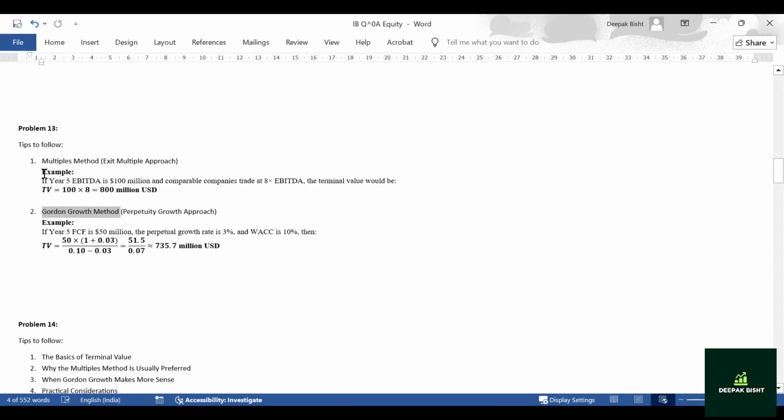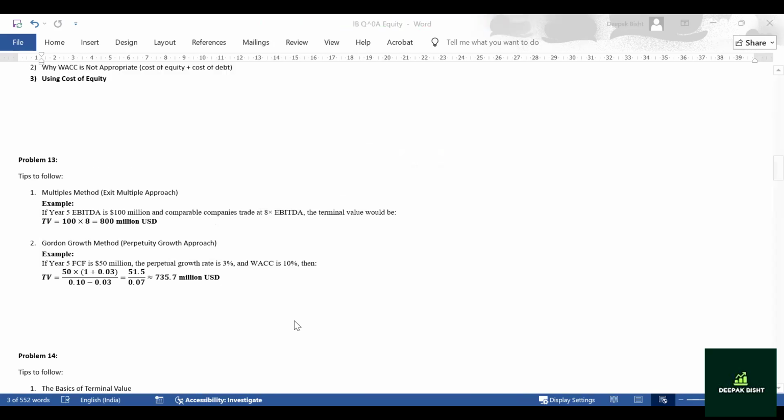So let's talk about an example for a moment. If in year five EBITDA is 100 million and comparable companies trade at 8x EBITDA, then the terminal value would be 100 times 8, so 800 million USD. Yesterday we discussed this thing. Where is my Excel? Let me just show you. Okay, no, my Word file.